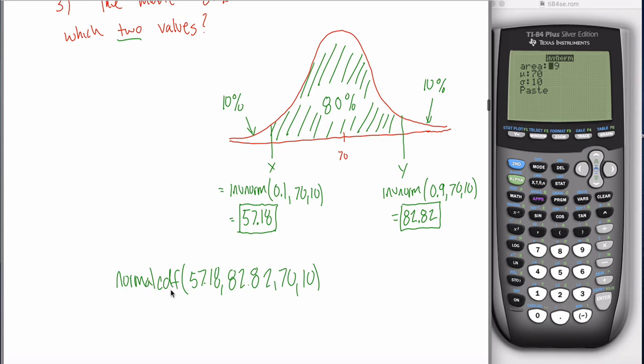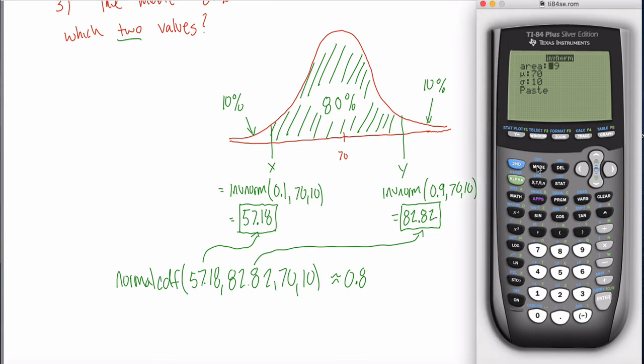So what is this asking? This is asking the calculator how much area, because normal CDF always finds the area, is there under a normal curve in between 57.18, note that's what we got here, 82.82, that's what we got here, if the center is 70 and the spread is 10. What we should get is a number very close to 80%. You'll see it won't be exactly 80%. And that's because I rounded these two numbers. This wasn't really 57.18. It was like 57.1815, something like that. But if I hadn't rounded these, this would have been exactly 80%.